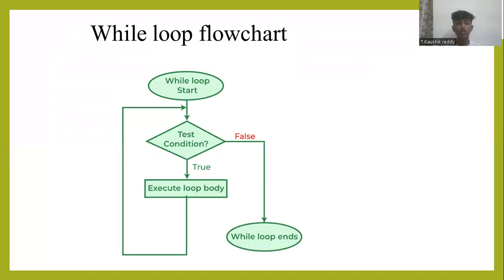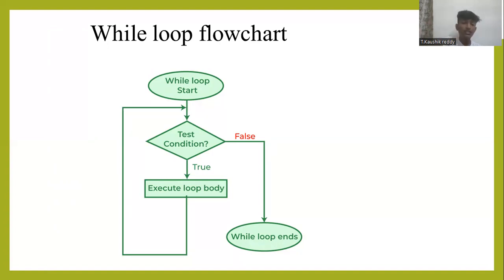Next, the while loop flowchart. If the examiner asks you to write the flowchart of a given program using a while loop, here is the flowchart for the while loop, where we have the while loop start, and next the test condition. The test condition is drawn in the shape of a diamond. And next, executing the loop body, which takes a decision, and the while loop ends.